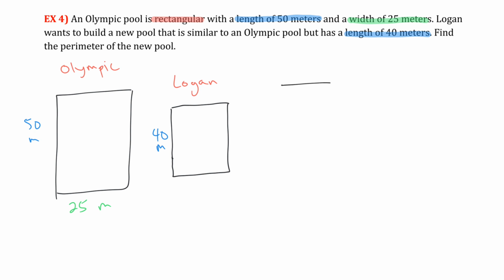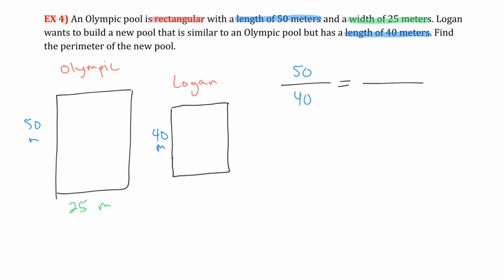So I'm going to set up two fractions. One fraction is going to contain the corresponding sides from each pool. So if I try to use the width here for the Olympic pool, I notice how I do not have a width here for Logan's pool. So instead, we're going to use the lengths of both of these pools. I'm going to choose to write 50 meters in the numerator and 40 meters in the denominator.